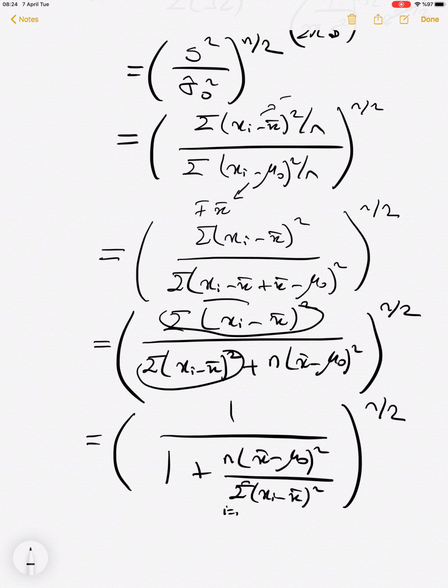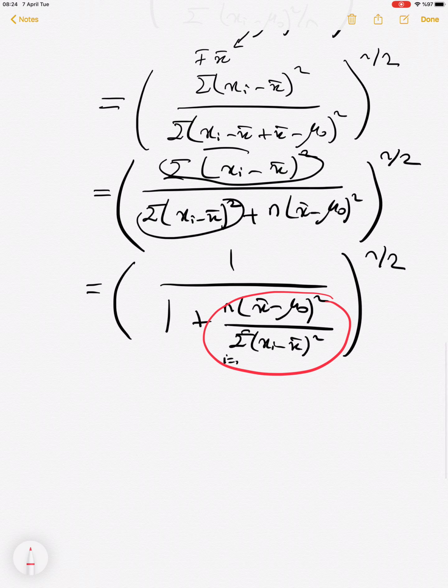So we observe a statistic here, and now we have to find the distribution of n times (x bar minus mu 0) square over this term. So this will be our statistic. And you will see that it is actually a very well known statistic. By naming it t0 square over n minus 1, we will derive the distribution of t0.